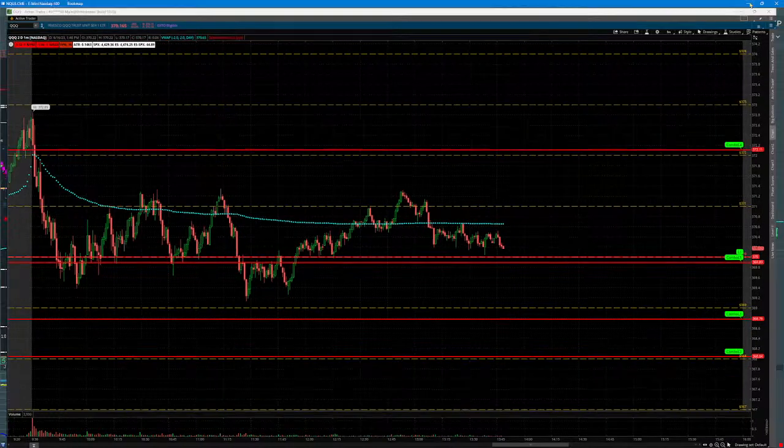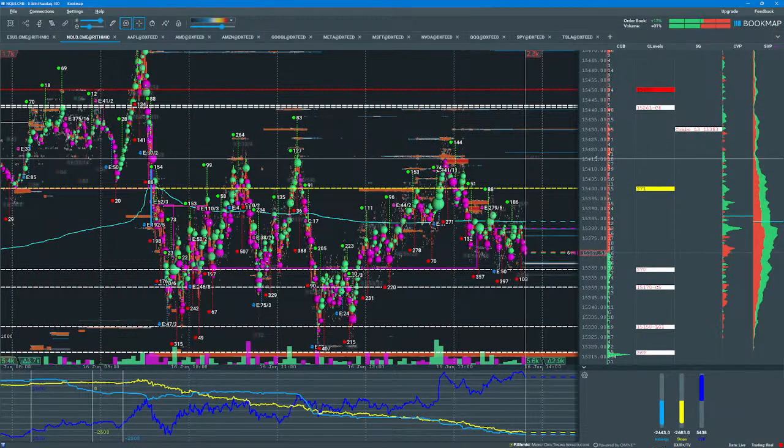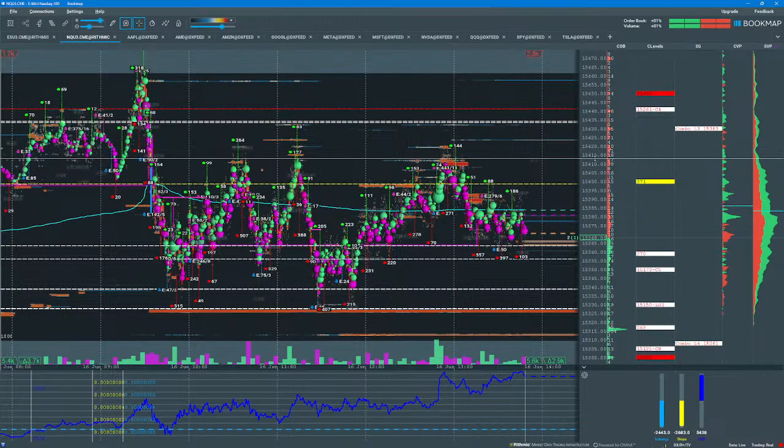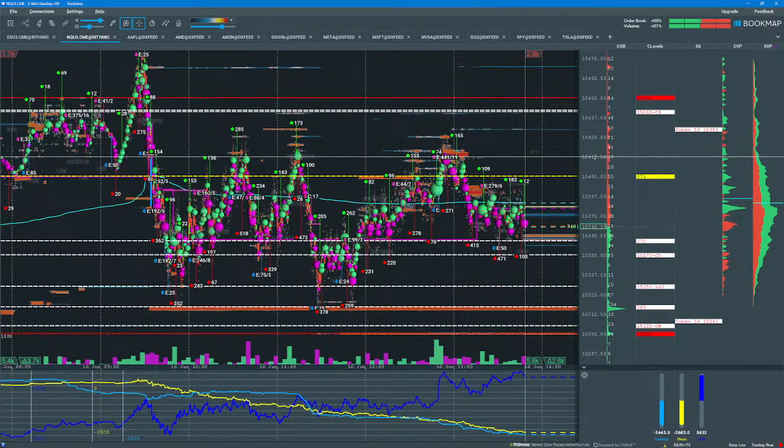All right, let's go take a look at the Bookmap NQ futures. So not as clear a read to me as far as levels go in NQ versus ES.